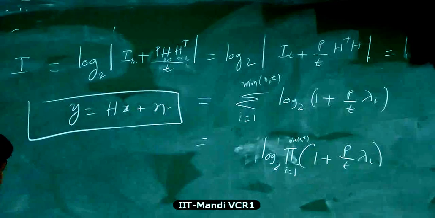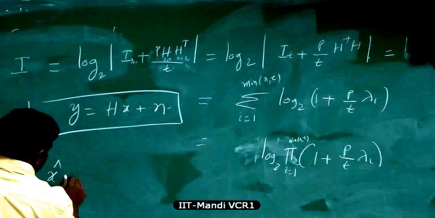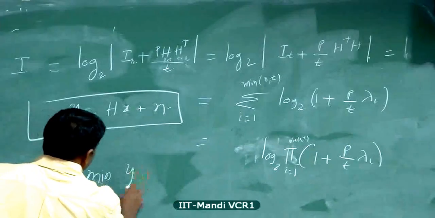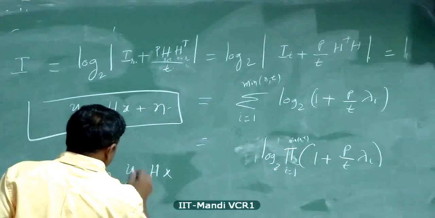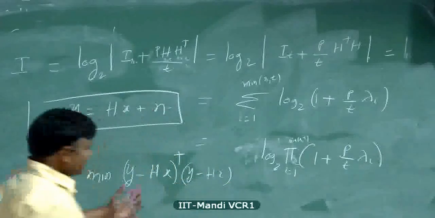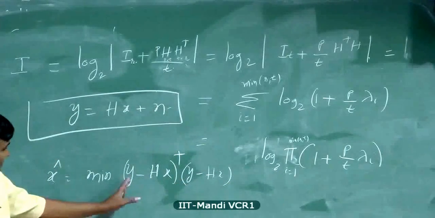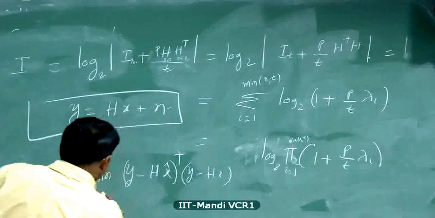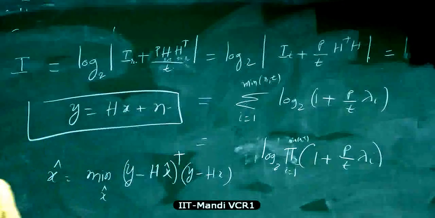How do you implement that? The decision rule for detecting x hat is to minimize (y minus Hx) Hermitian (y minus Hx). What is that? That is the distance between y and Hx, over all possible candidate x hats. How many candidates are there? If x is a vector of size T, and each point in x, let's assume, has a constellation of size M, or let's say it's Q. How many possibilities are there?